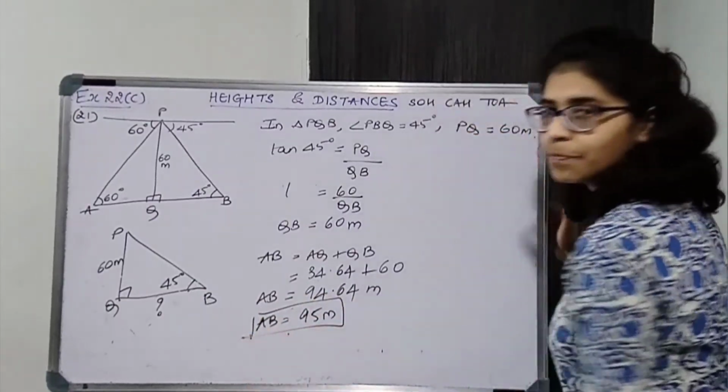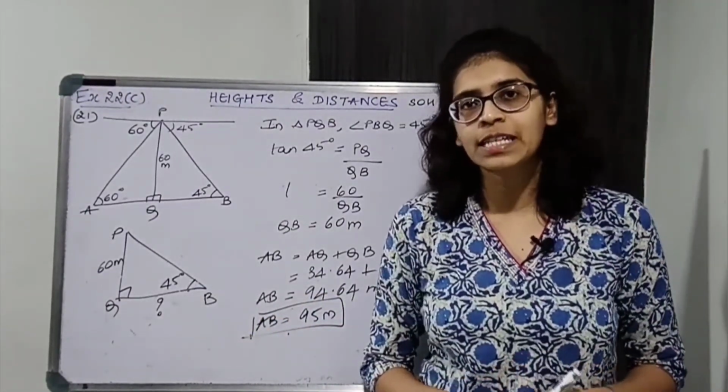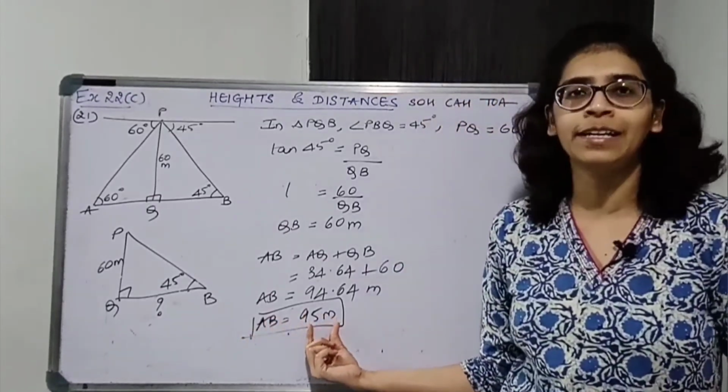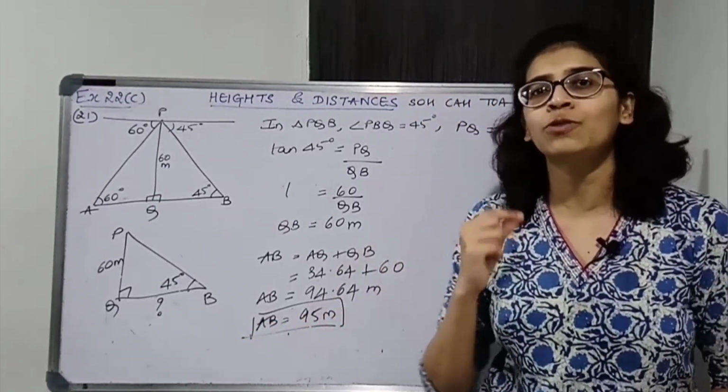Box the answer. Okay. Write down the final statement. The distance between the two ships AB is equal to 95 meters. Okay, don't forget to put correct unit.